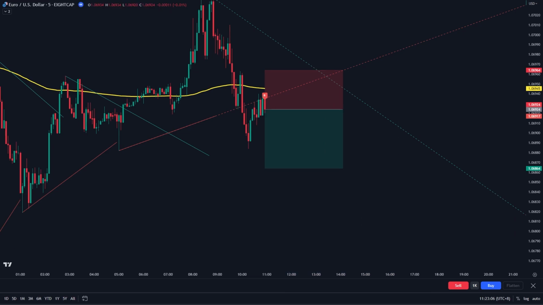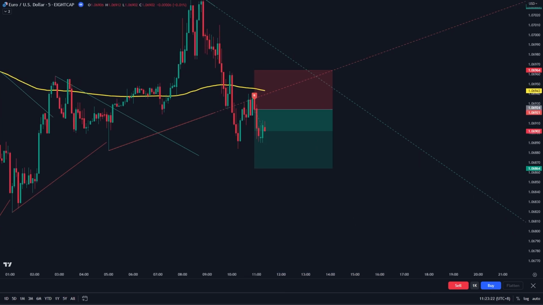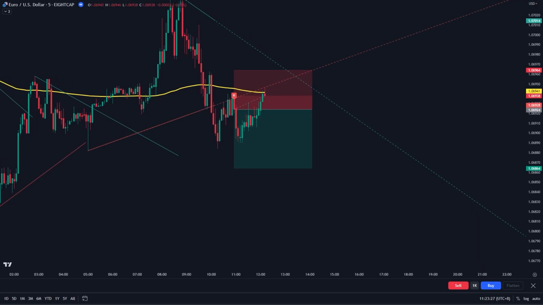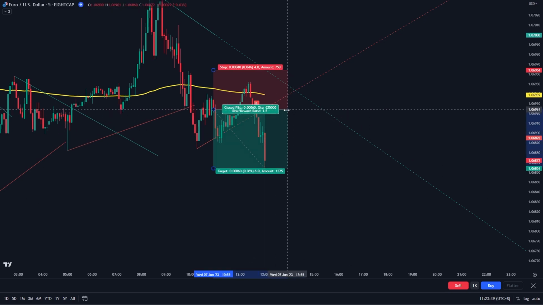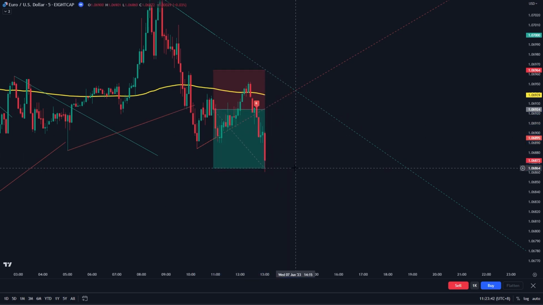Let's see how this trade turns out. In this particular case, the transaction reaches the take profit level, indicating that the trade successfully achieved the desired profit target.